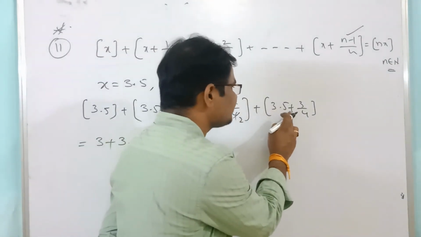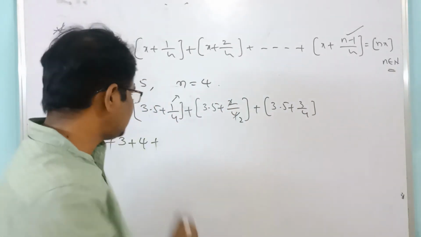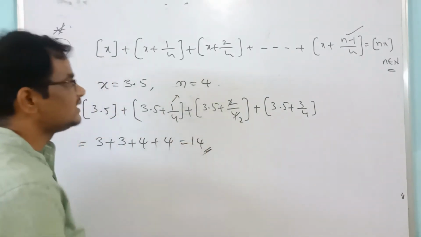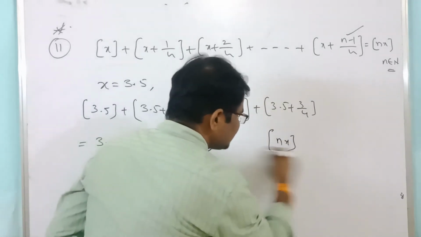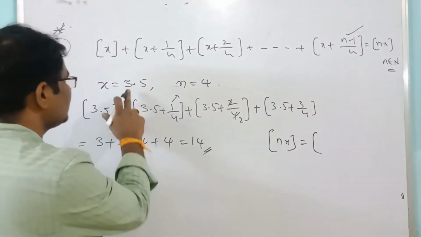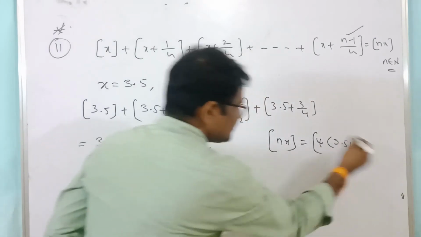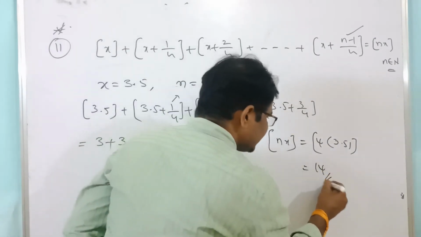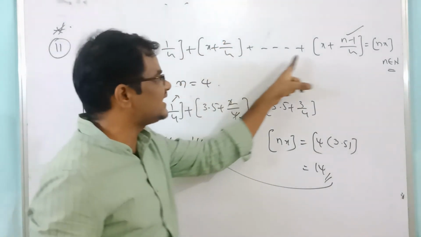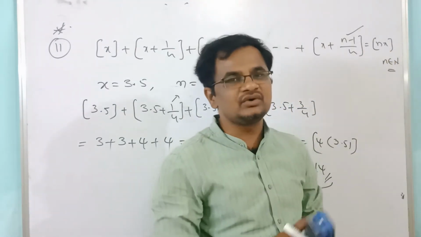Next, 3.5 plus 0.75 means 4.25. Floor of 4.25 is 4 only. So the terms are 3, 3, 4, 4, and the sum is 14. Right. Now here our condition is what? Floor of n into x is equal to n. n is 4, and x what you taken? 3.5. Simplify, that is equal to 14 only. Getting or not? Same. So floor of x plus floor of x plus 1 by n plus floor of x plus 2 by n, etc., plus floor of x plus n minus 1 by n equals floor of n into x.